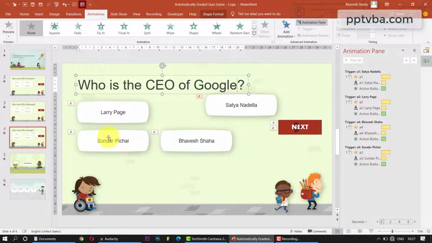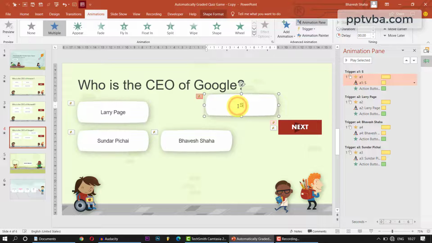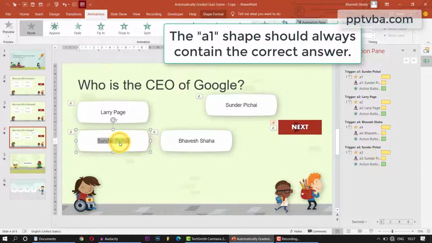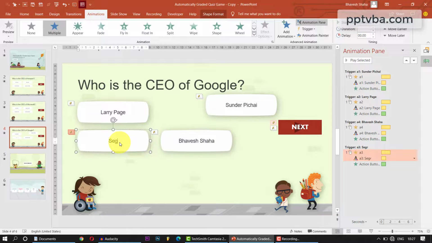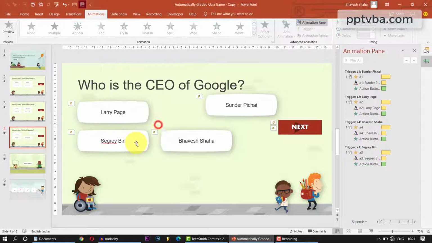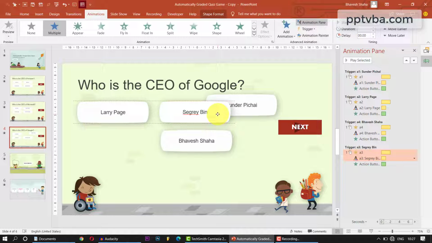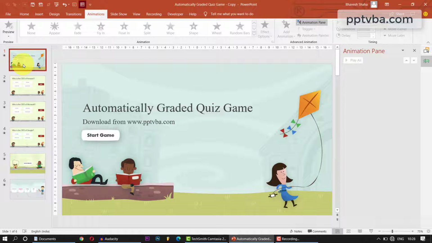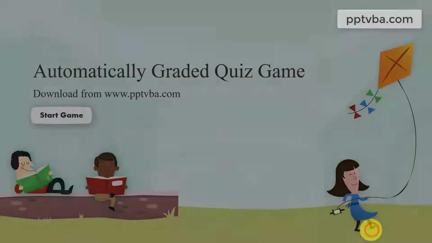The correct answer is Sundar Pichai. So this box should have Sundar Pichai, and the long answer could be made to Sergey Brin. Now I'll just change the position. I'll keep this here. I'll keep Sundar Pichai here. So now I go to slide number 1. I click on this icon to take me to slideshow.